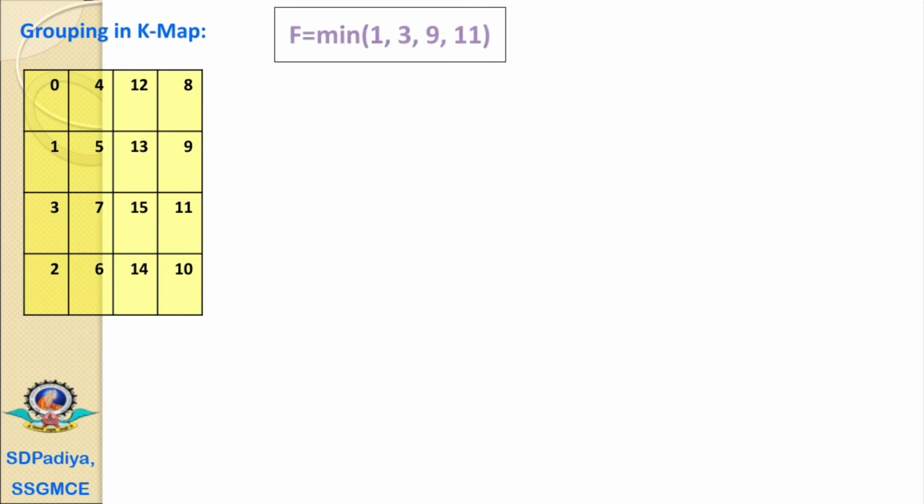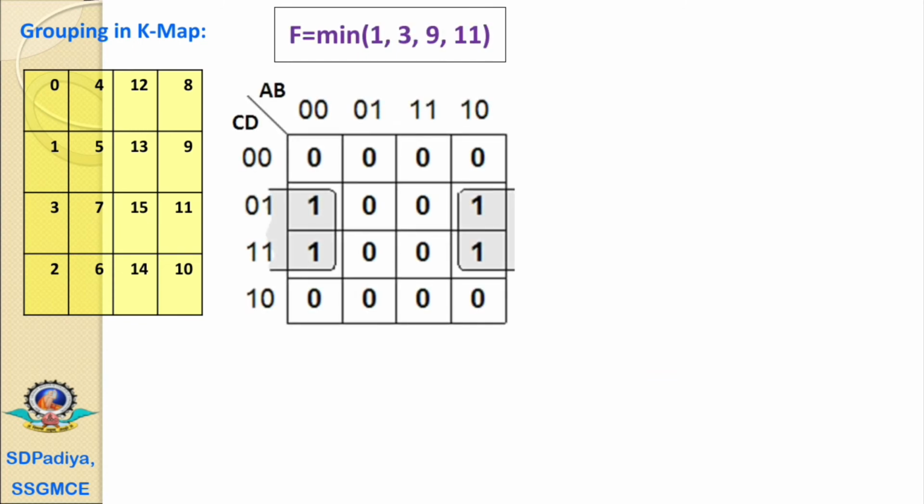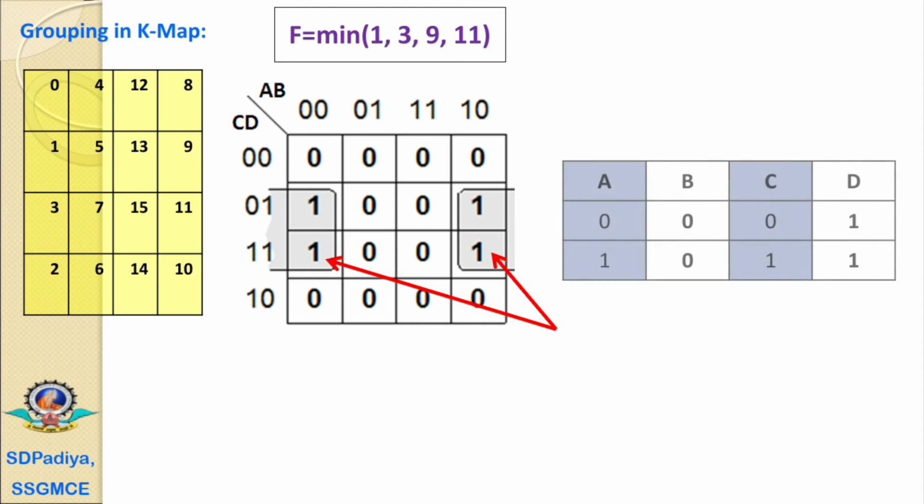We'll continue with the next example. The function is given with the 4 min terms 1, 3, 9, 11. Now it is easy to construct the K-map with the 16 cells and to write down the values at a particular designation, that is cells with the designation 1, 3 in the first column and 9, 11 in the last column.